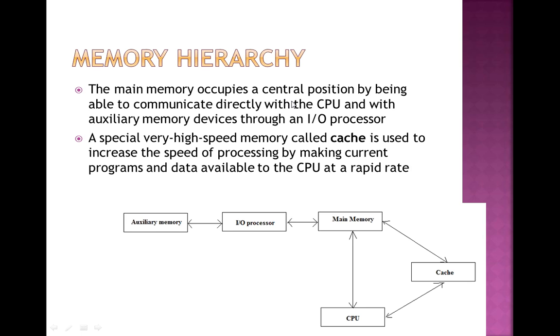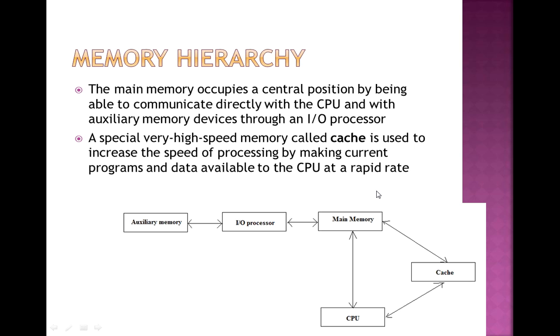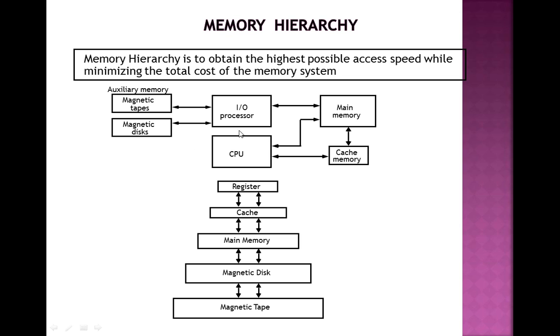The main memory occupies a central position. This says it occupies a central position by being able to communicate directly with the CPU and with auxiliary memory devices through an input-output processor. This slide says main memory interacts with the CPU directly and interacts with the auxiliary memory, secondary memory, with the help of the input-output processor.